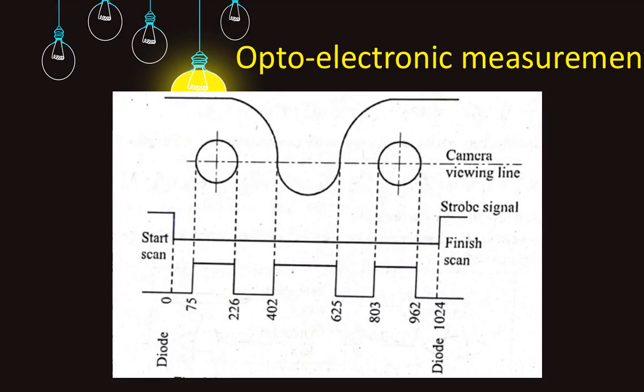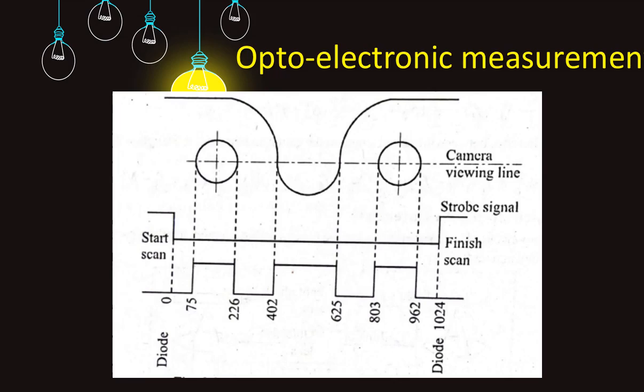This figure shows a blank component in which the diameters of two holes, the width of the slot, and the position of the hole with respect to the radius edge of the slot have to be determined. For the sake of simplicity, it is assumed that the camera viewing line has been located at the center lines of the holes. It may also be noted that the size of the important features lies within 25 mm, the measuring capability of the photodiode array.